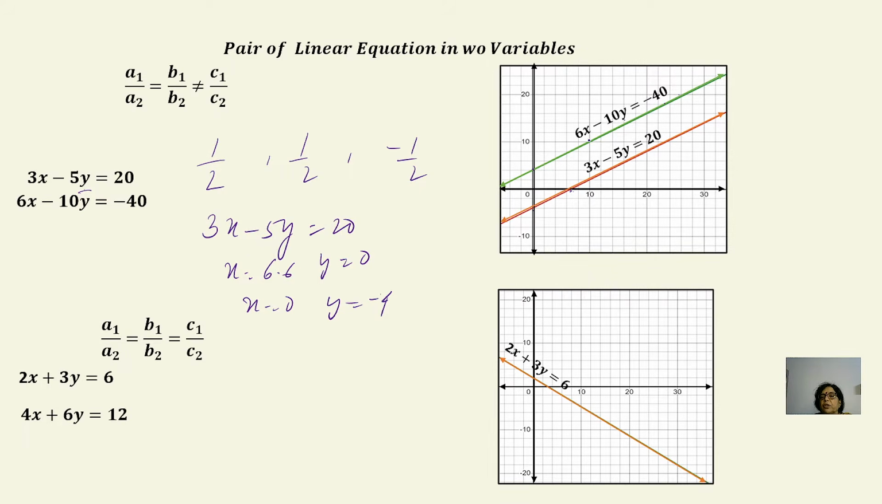Similarly, if I put here x as 0, y will be equal to 4. This is the point over here. So the graph line can be drawn and they will never meet at a point. This is the second case.